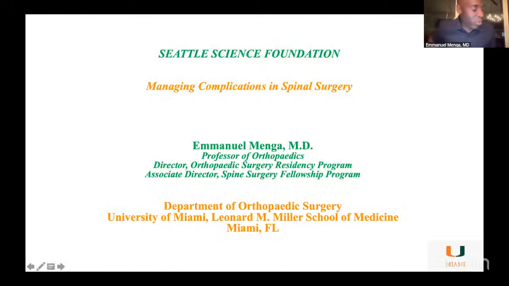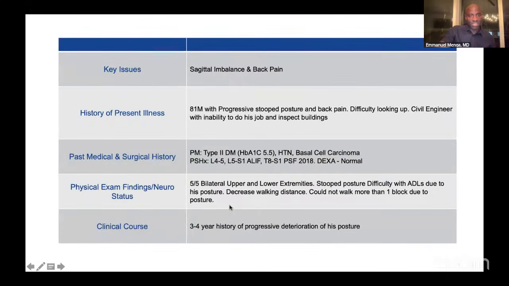So I'm going to go on to a few cases, and I think some of these cases would go over some of the key points that you mentioned. So first case, an 81-year-old male who presented with progressive stoop posture, back pain, difficulty looking up. He works as a civil engineer. Even at the age of 81, he is still actively working. And he said that his biggest problem is when he works on commercial buildings. When he presents to the buildings, he's not sure if his clients trust him because he can't look up to the high skyscrapers. So inability to do his job.